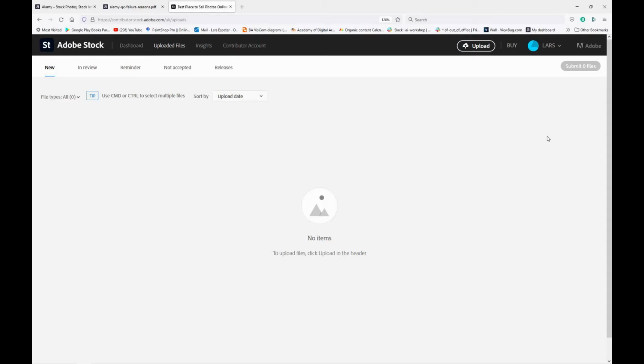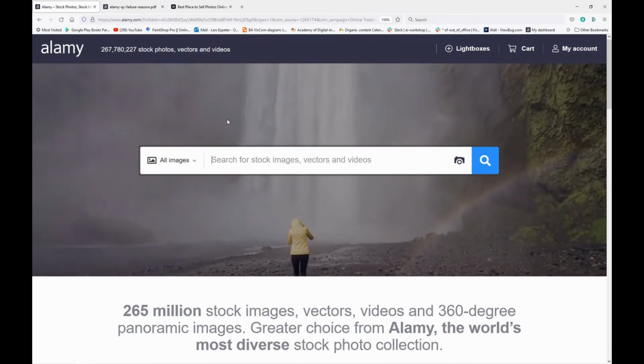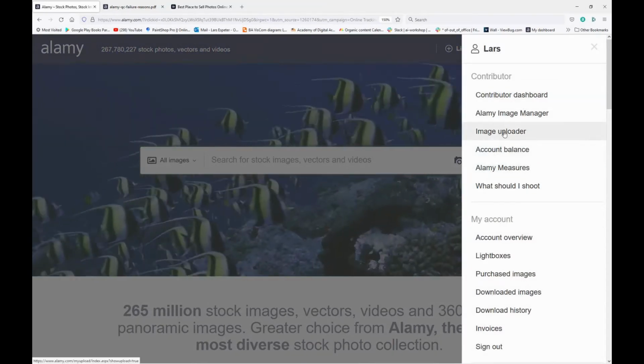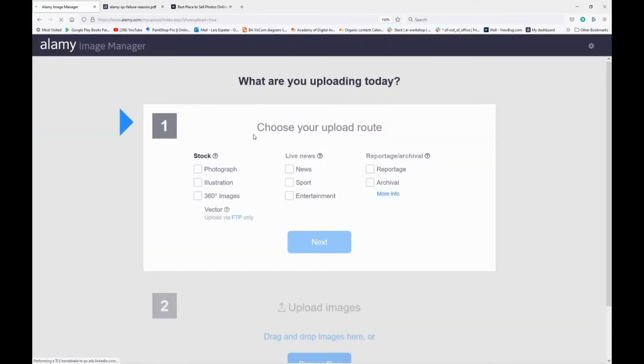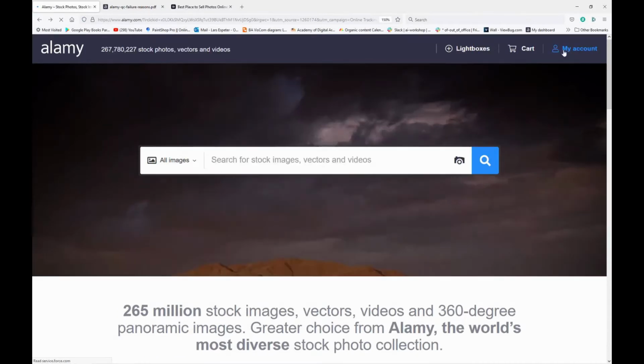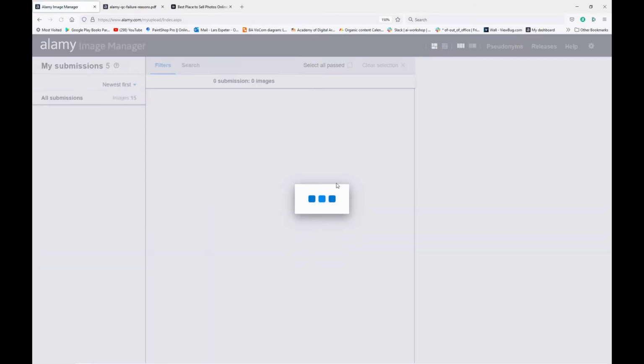In order to compare them to Shutterstock, I uploaded a lot of the images that got rejected by Shutterstock to see what happens on these two systems. I tried Alamy first and signed up, uploaded my images, and then waited to see what happened. So the way that works is you use the image uploader and upload images. You tell them these are photographs, and then later on you upload images to have them reviewed as your first initial try to get accepted.